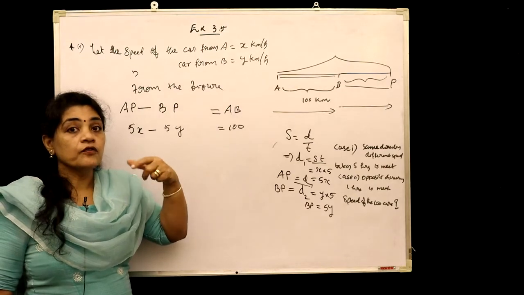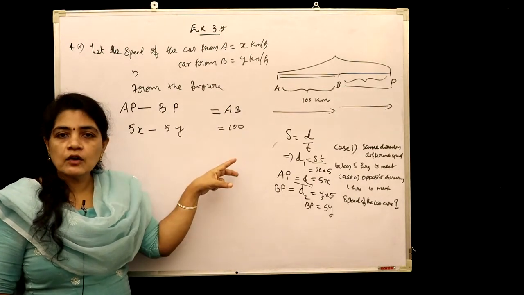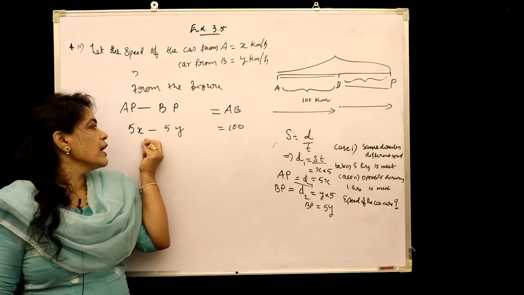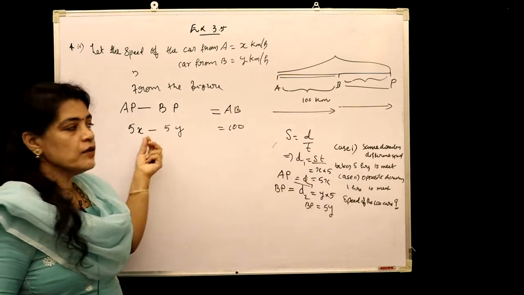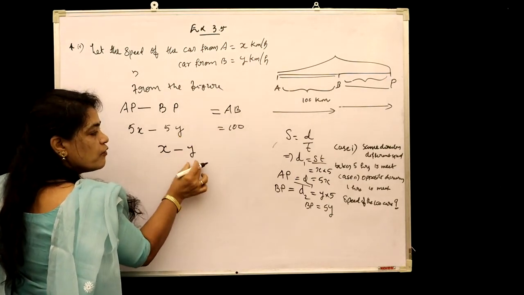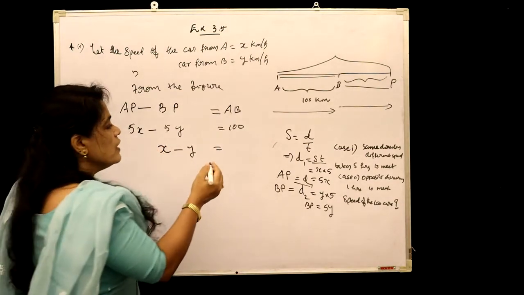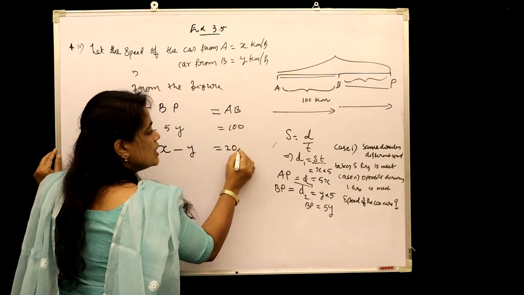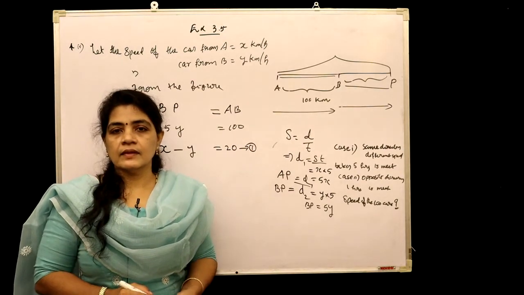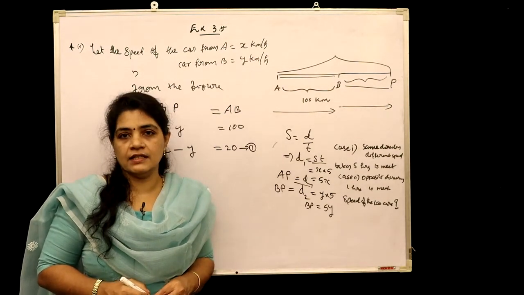Children, I told you if you can reduce or simplify, you can divide with a common factor. Here it is 5, you can reduce with 5. So 5x by 5 is x, minus y, 5y by 5, equal to 20. That is 100 by 5 is 20. This can be equation number 1. Is this clear, children? This is the equation from the first case.